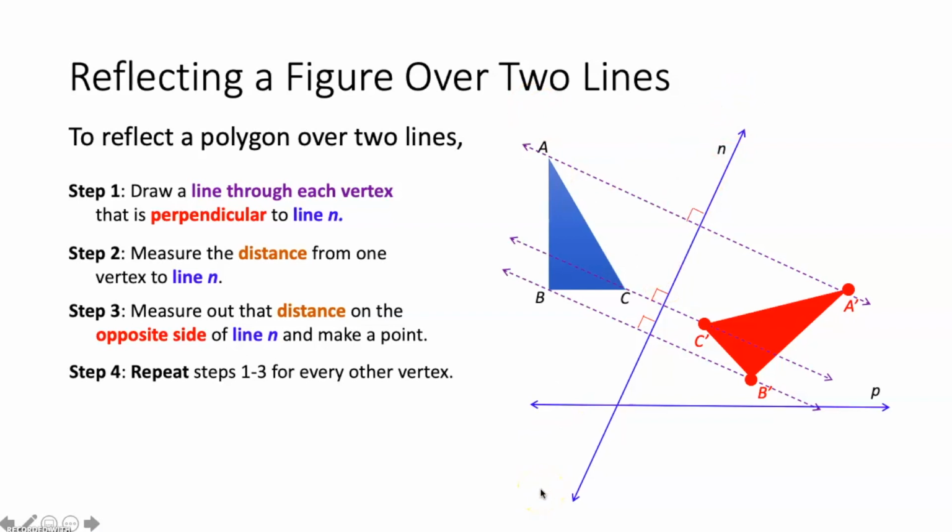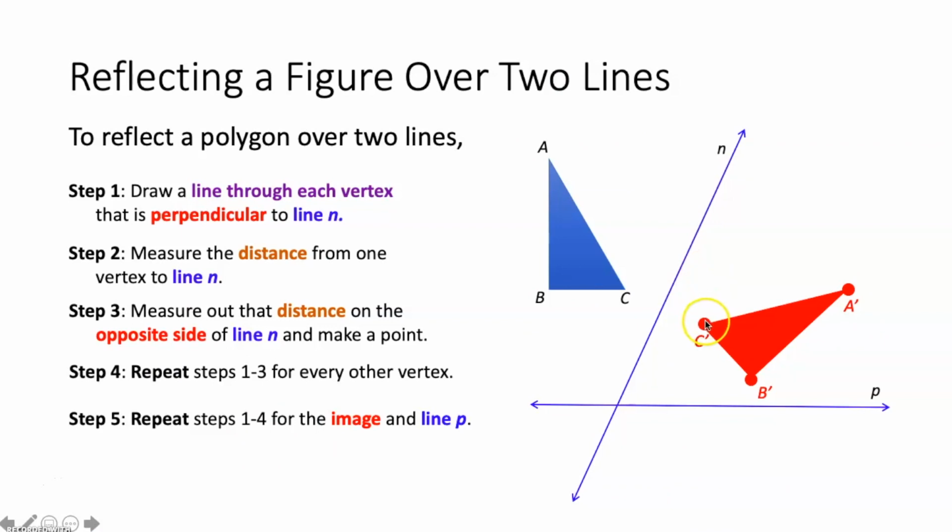But I'm not done. I have reflected triangle ABC in line N, but I'm reflecting it over two lines, over line N and line P. So what I'm going to do is take this image and repeat steps 1 through 4 with my image now. So let's start by reflecting C prime. We're going to take C prime and reflect it over line P.